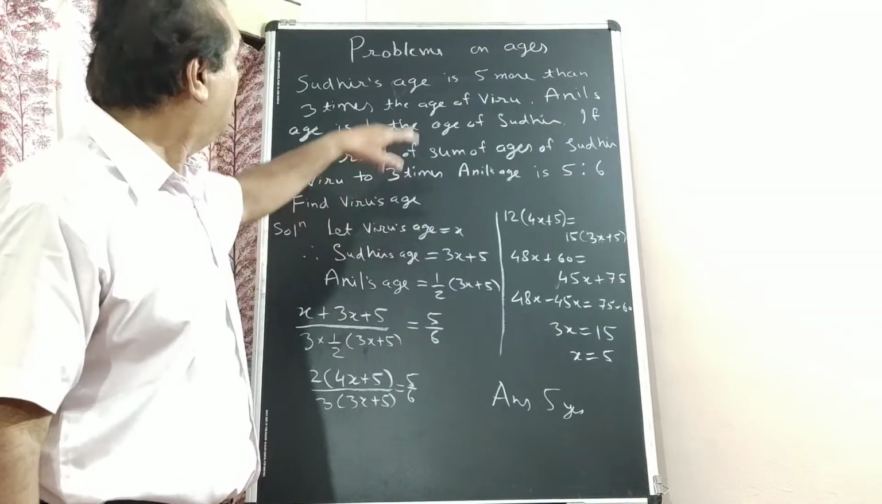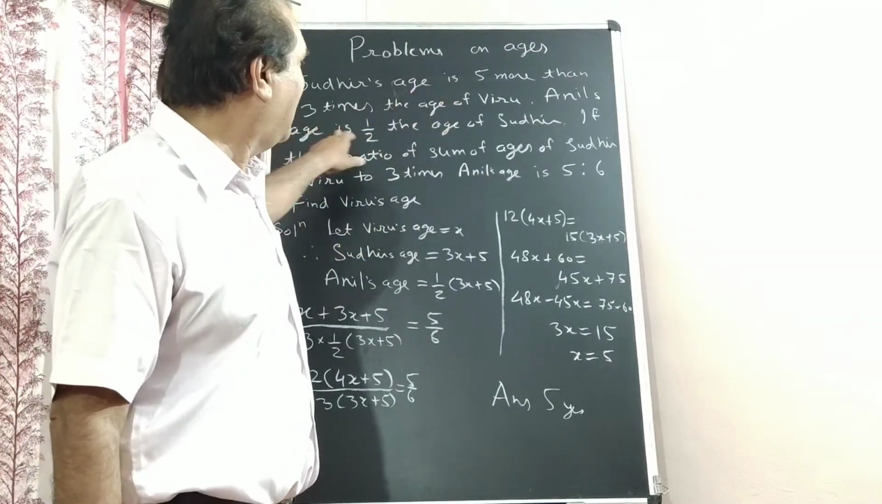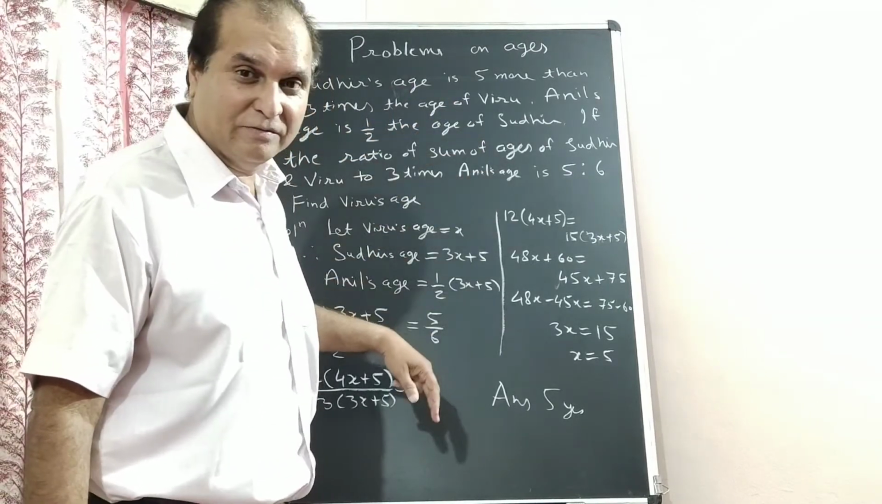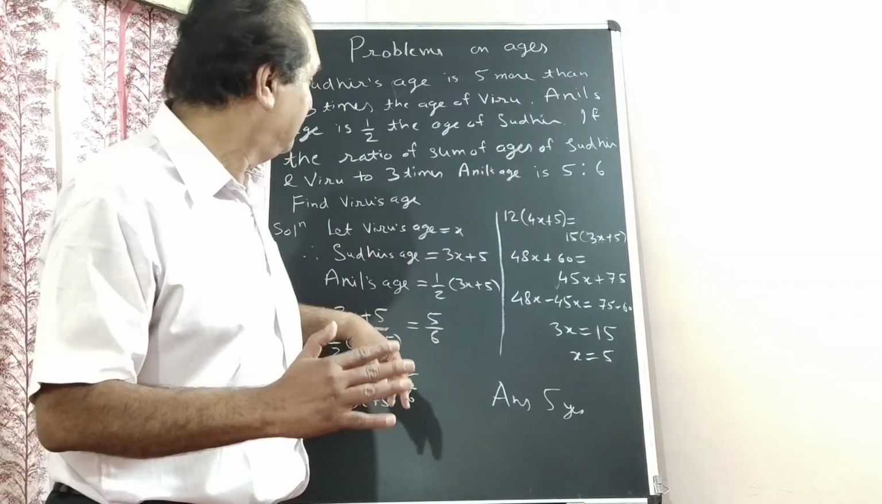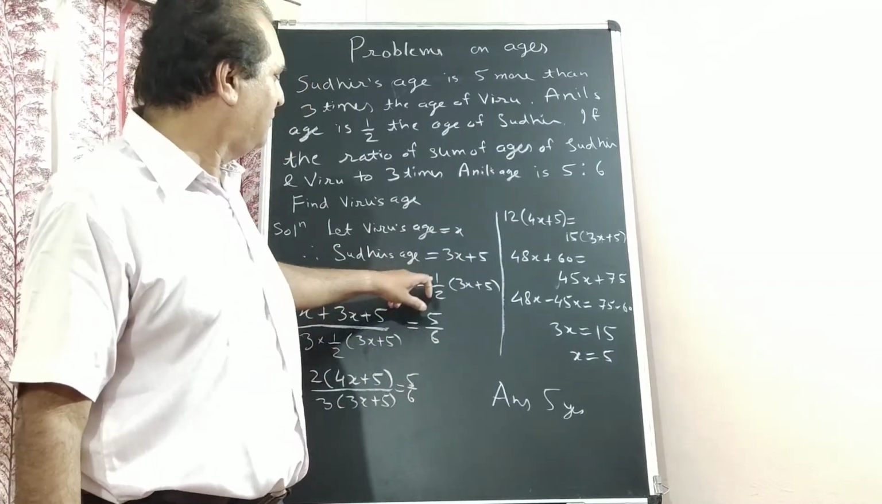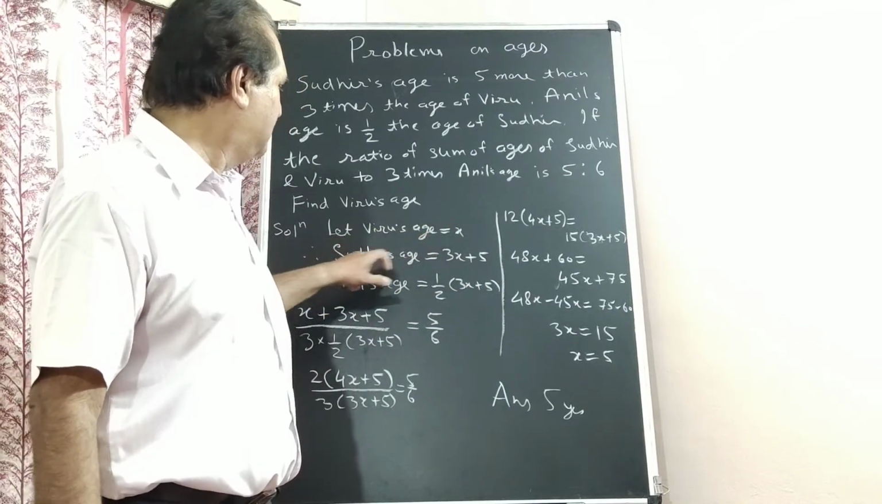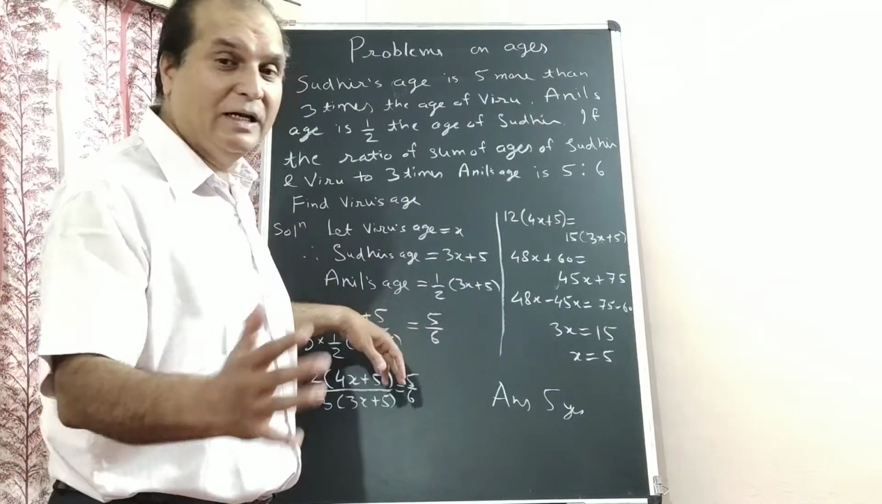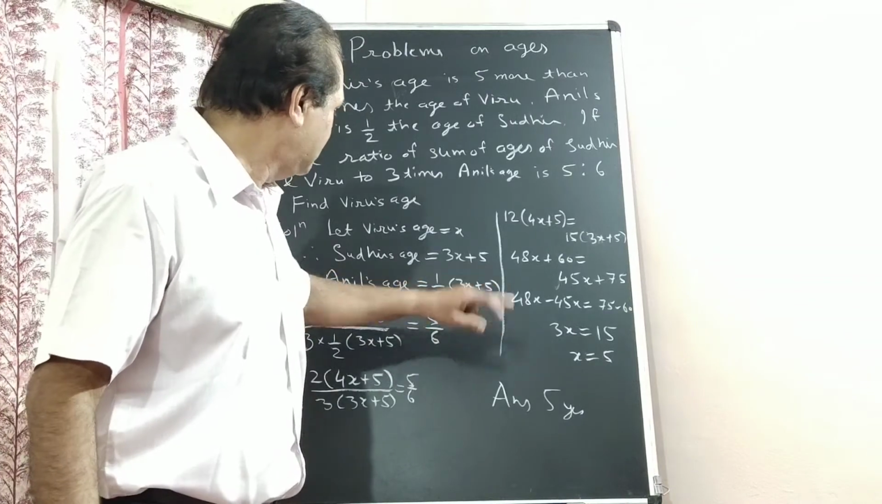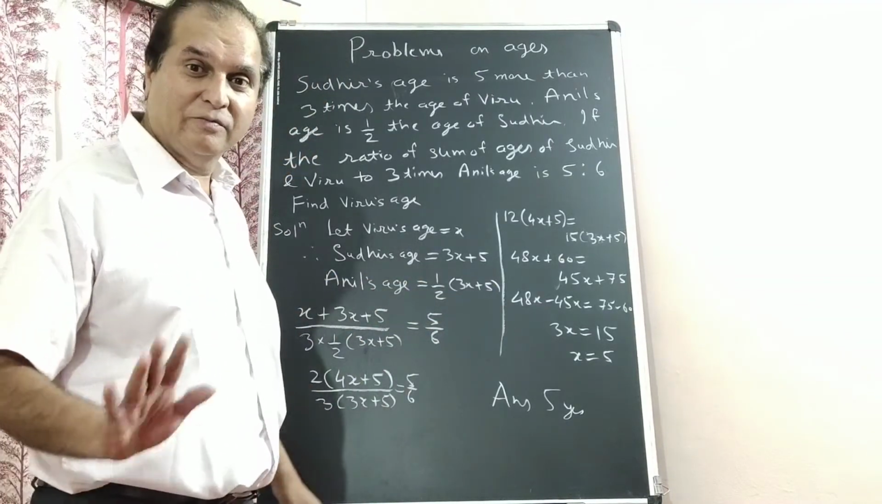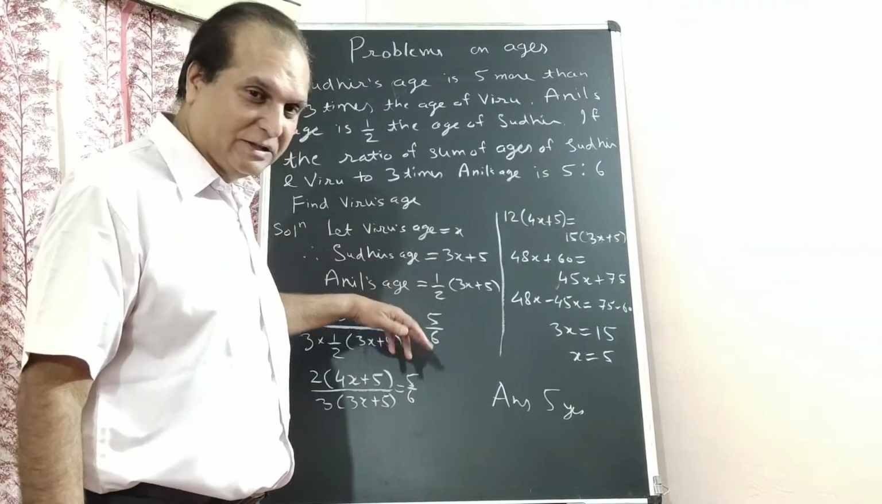Now Anil's age is half the age of Sudhir. Sudhir is 3x plus 5 and Viru is x. Sudhir's age is 3x plus 5, and Anil is half of Sudhir, so half of 3x plus 5. This is important.